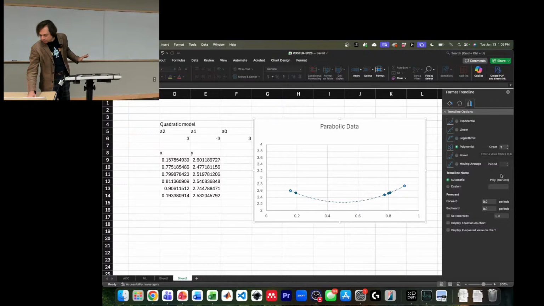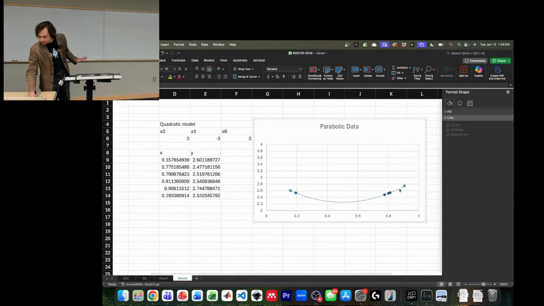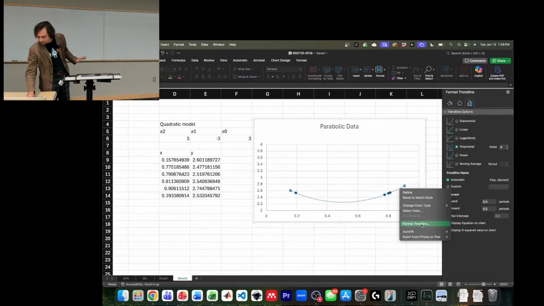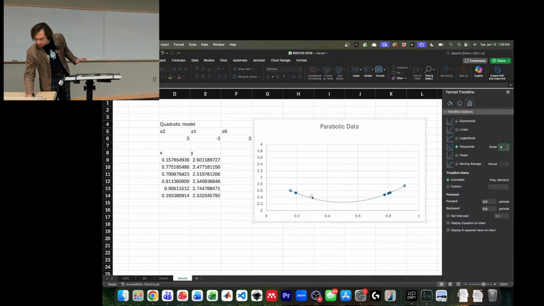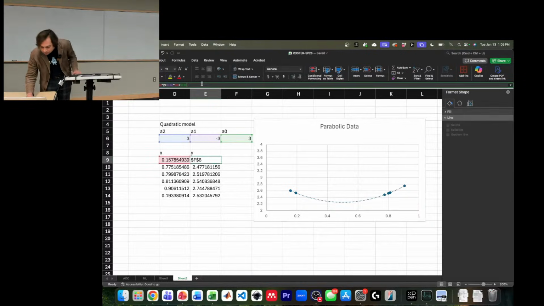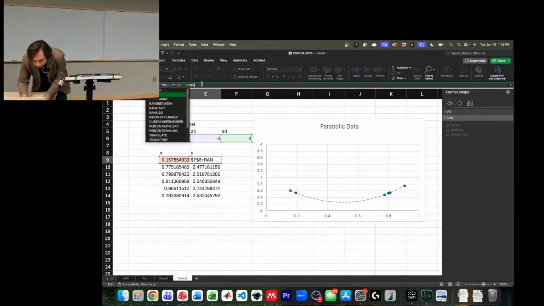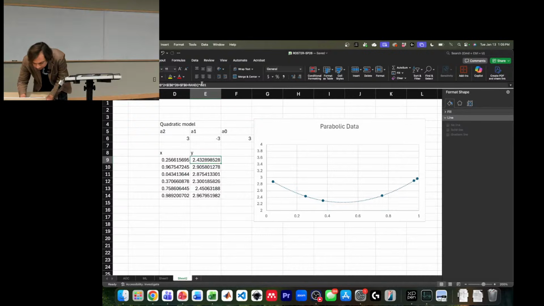But like Jack was talking about, you could go up to a 6th or 16th order. Let's do that: 16th order for my trend line. You can tell it's still doing really well, but we don't have any noise in here. That's the issue. Let's add a little bit of noise: plus rand times 0.01.